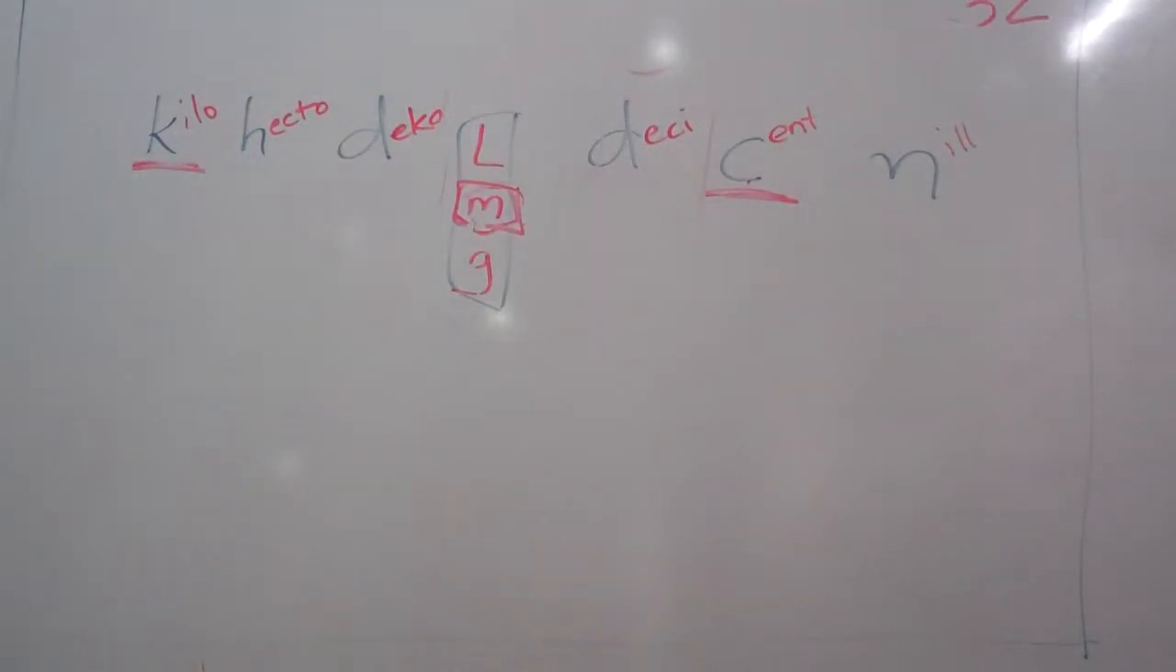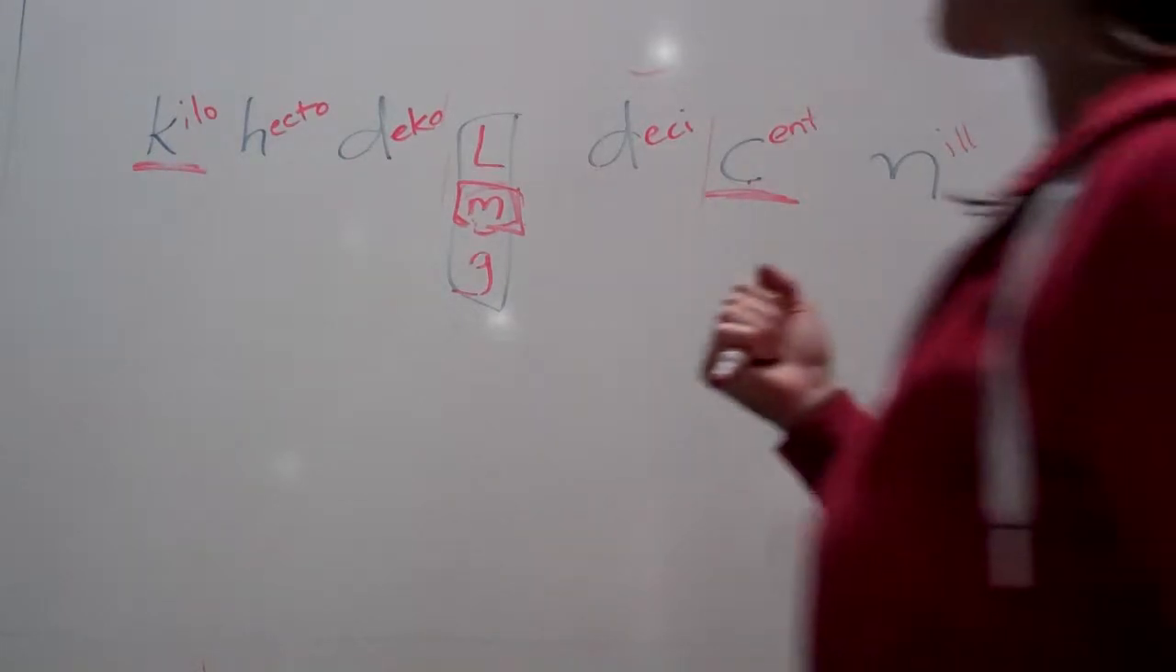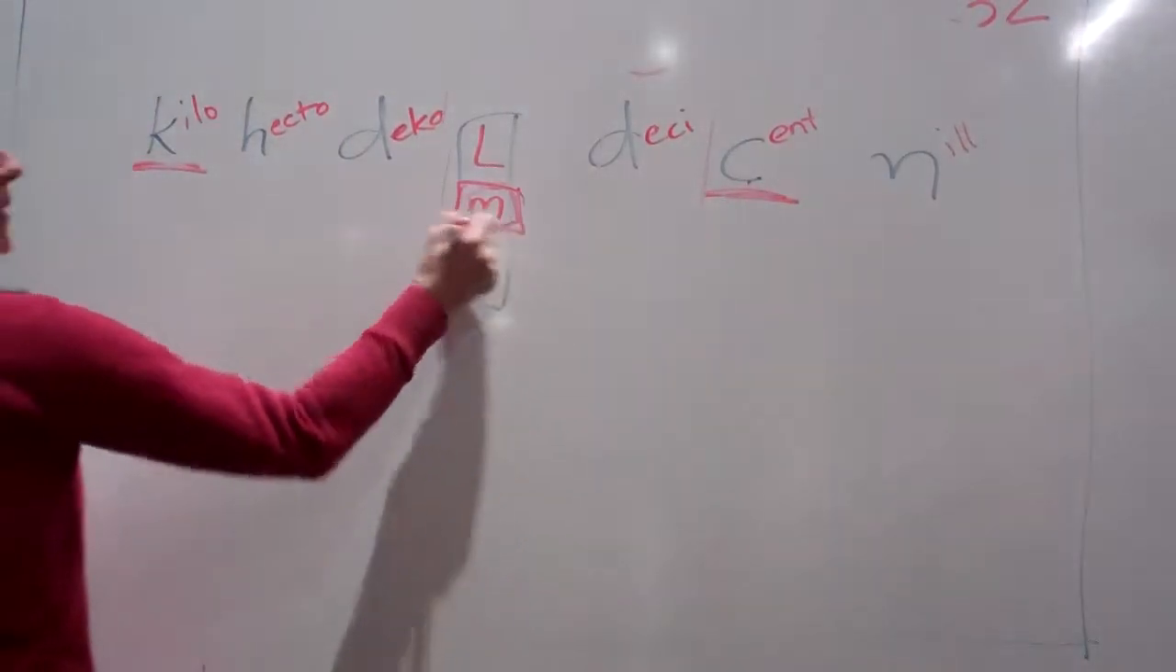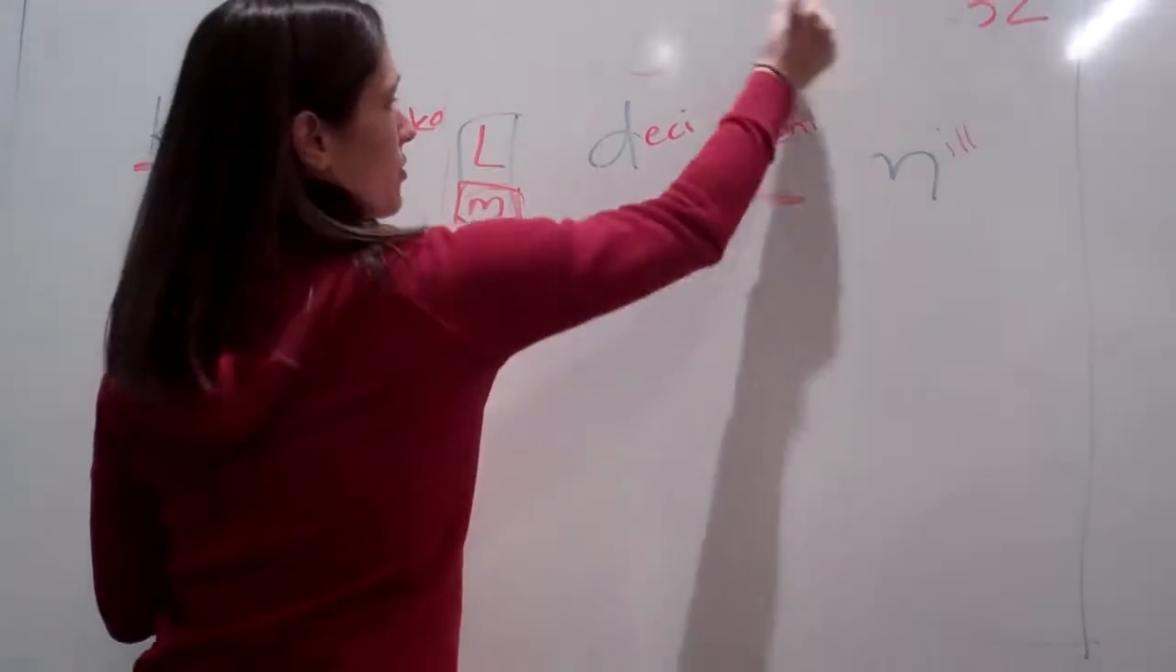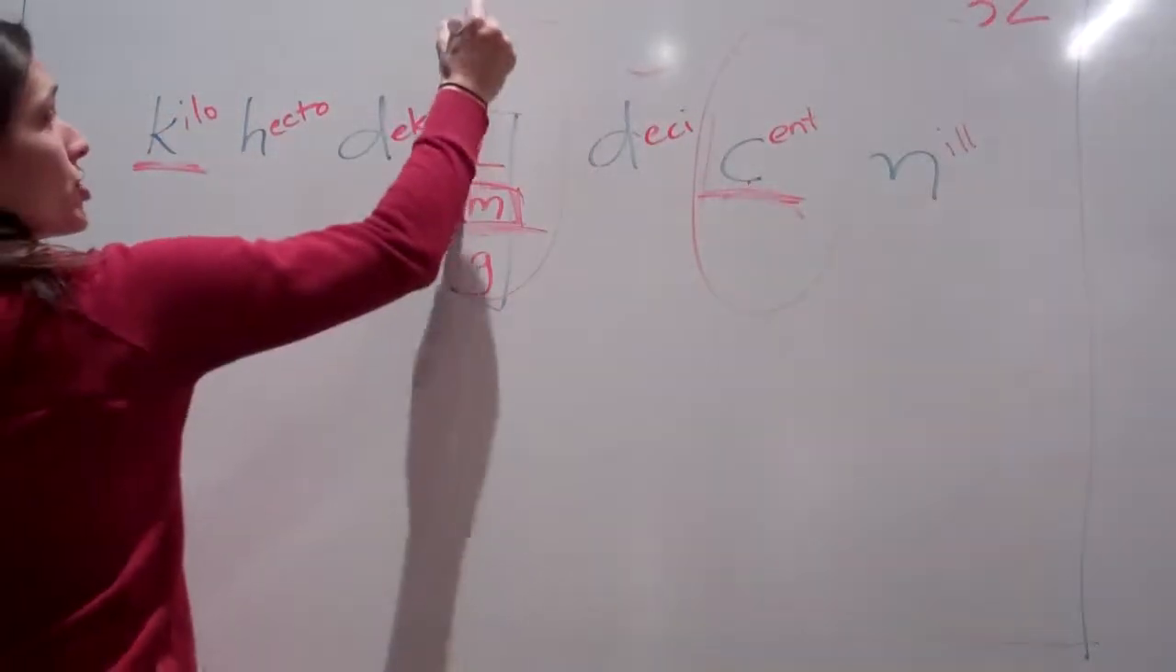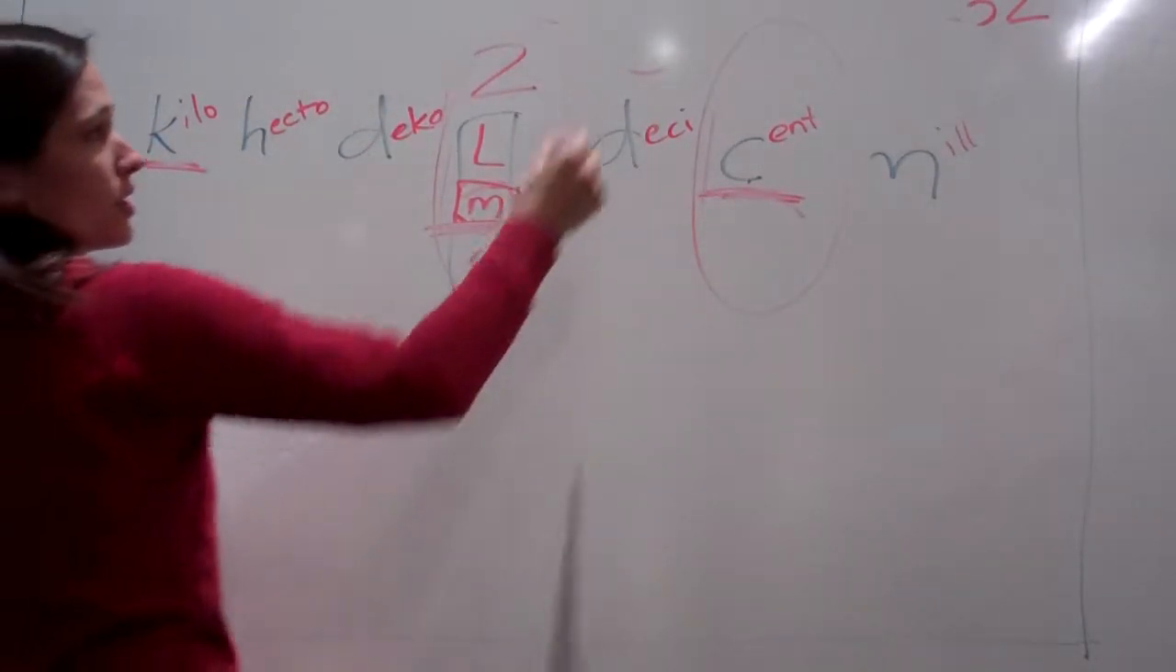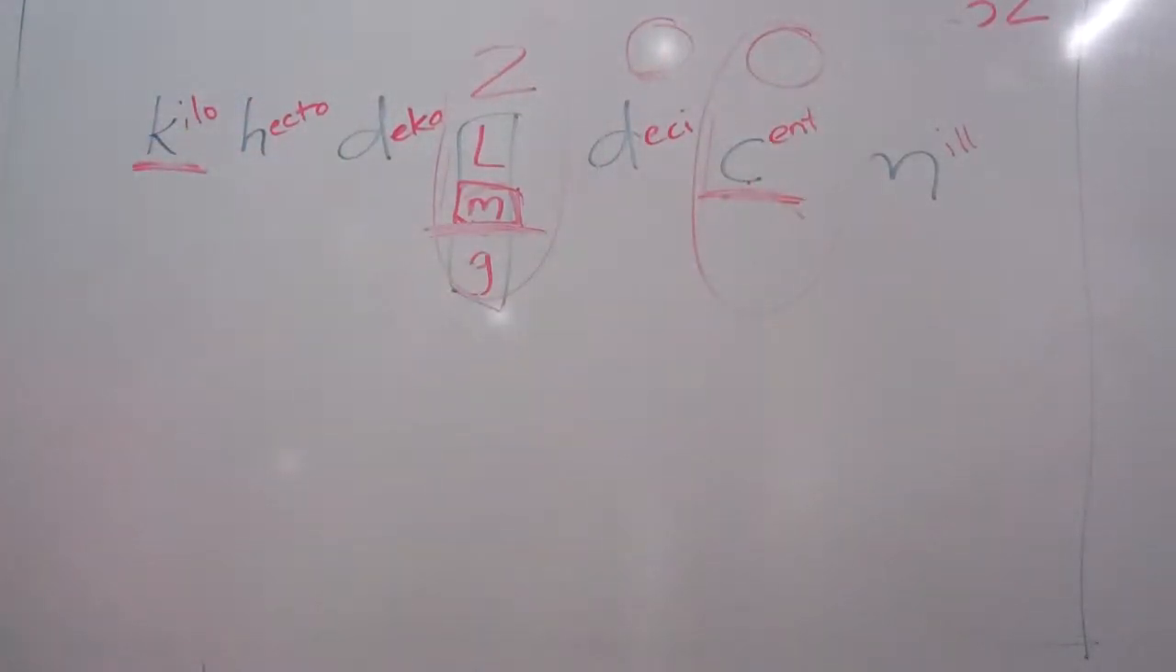What you should have done is we're looking at meters and centimeters. I'm going to circle those. 2 meters is how many centimeters? 200. Very good. Okay. All right, let's try this one.